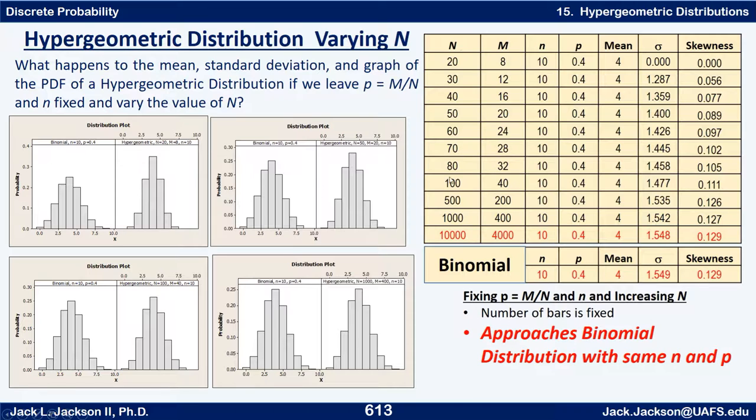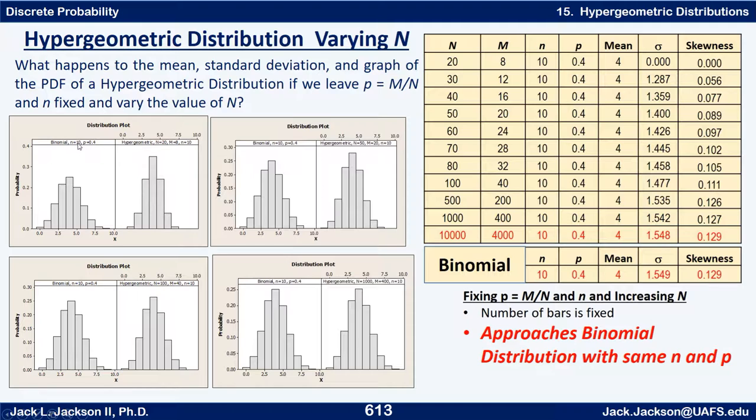So it turns out that if you take this situation and you let the population size get larger and larger and larger, the hypergeometric approaches a binomial distribution with the same n and p. And you kind of see that in the pictures here.